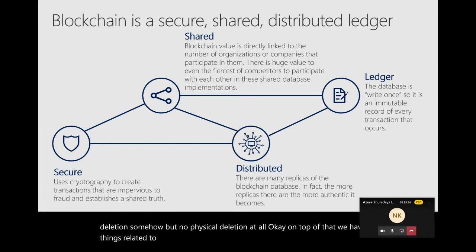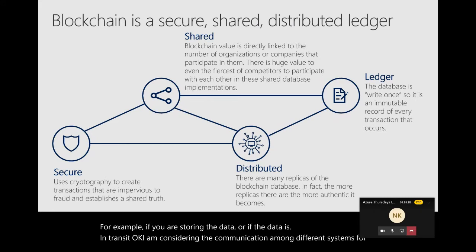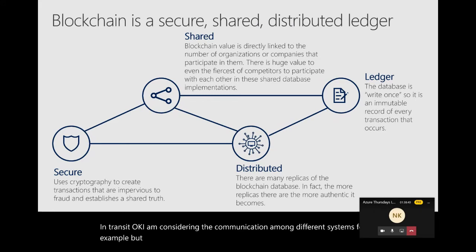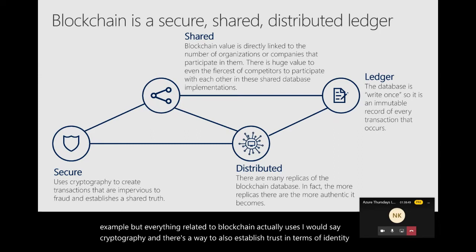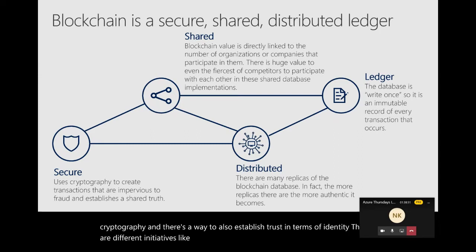Regardless of data at rest or data in motion, for example, if you are storing the data or if the data is in transit, considering the communication among different systems, for example. But everything related to blockchain actually uses, I would say, cryptography, and there's a way to also establish trust in terms of identity. There are different initiatives like self-sovereign identity, the distributed identity, DID, and so on.